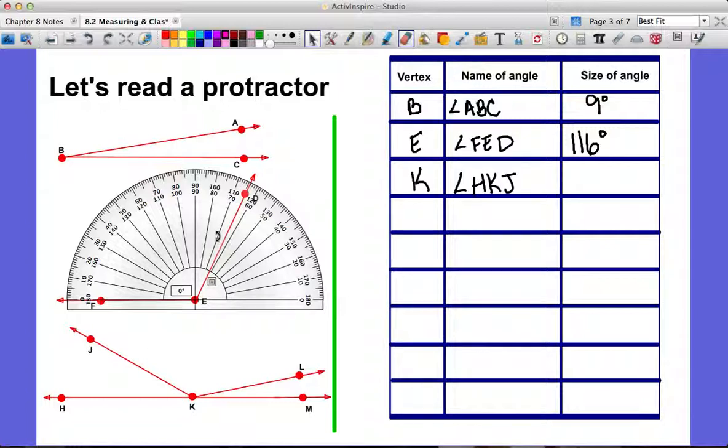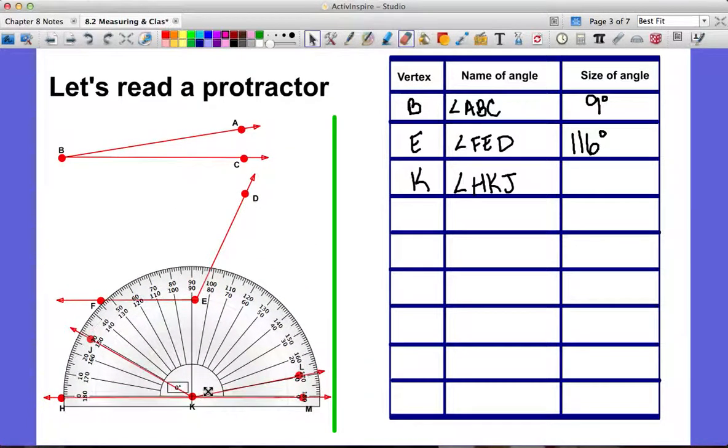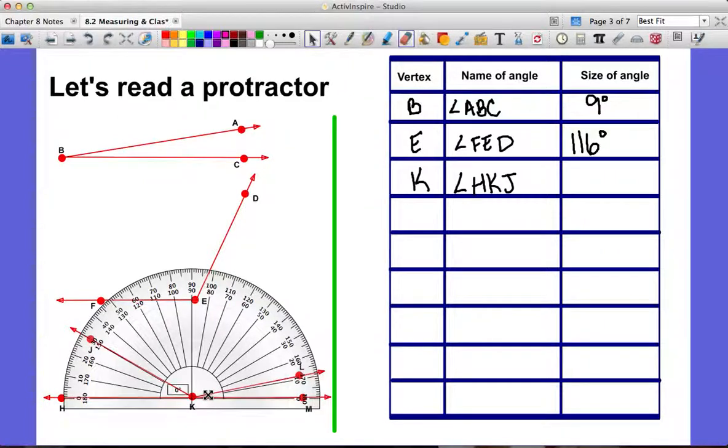And even though we have so many different angles here, it's the same thing. You take the protractor, put it in the center of the vertex, line up your bottom line of your angle with that line on your protractor. Okay, we have the outside number starting at 0, so we follow it until we hit our next ray. And in this case, it's at 30 degrees on the nose. So angle HKJ is 30 degrees.